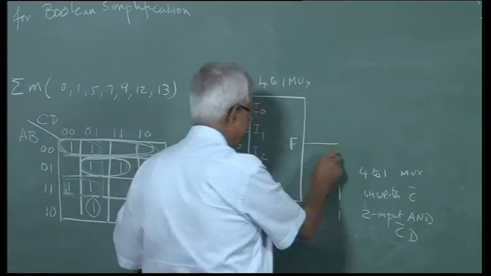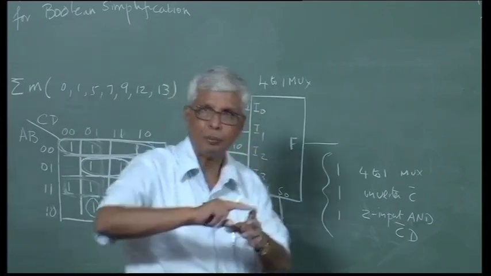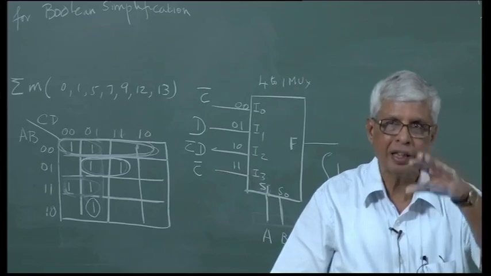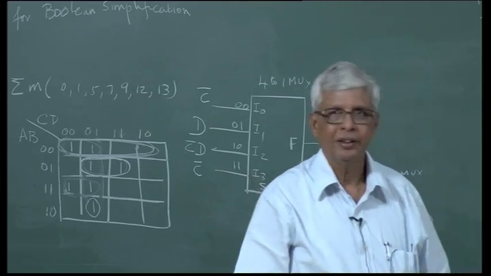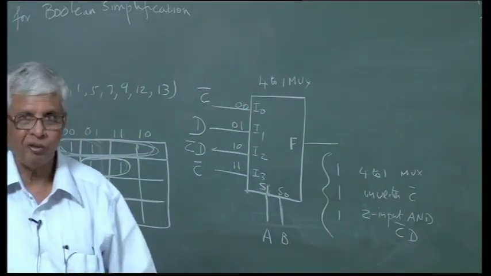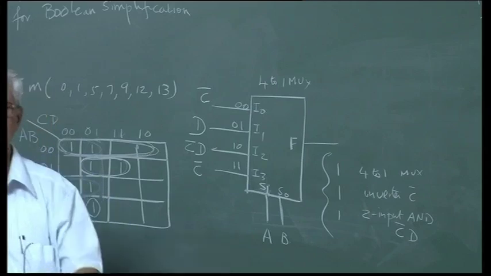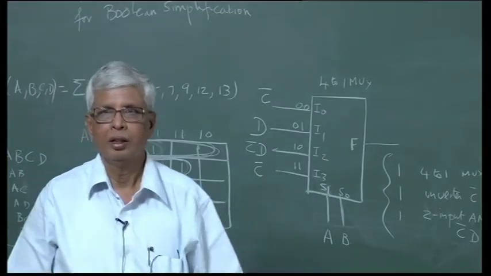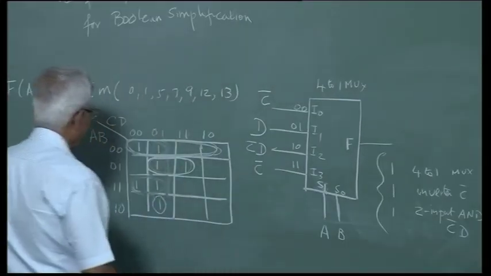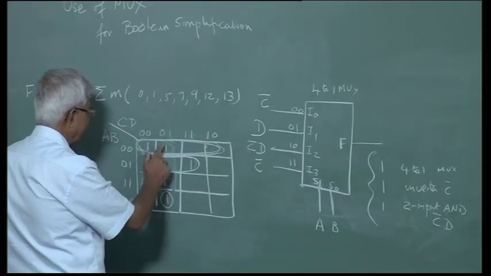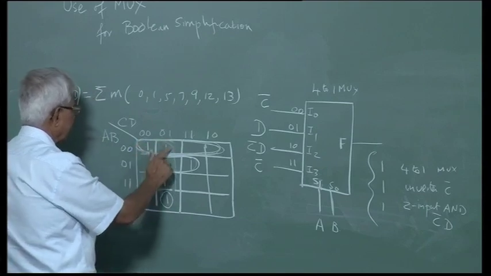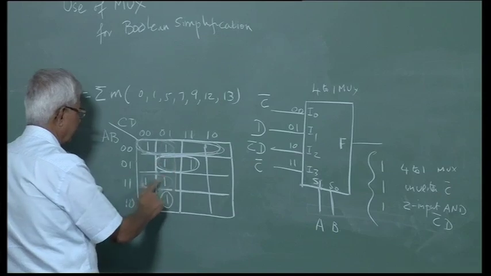This is my logic. As I said, the cost is not proportional. A multiplexer does not cost 10 times as much as a gate. A gate may be, I do not know the cost now, 5 rupees or even less, a multiplexer may be 7 rupees. How much have I saved? If I had used this, I would have used a 2 input AND gate with an inverter, another 2 input gate, another 2 input gate.